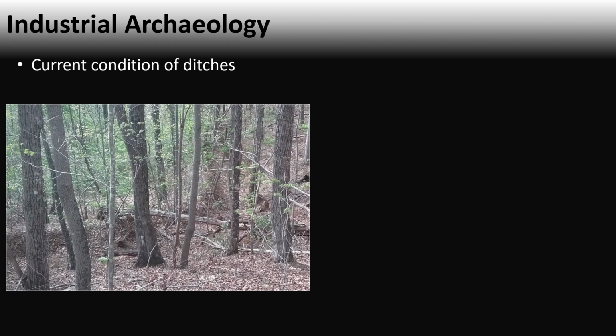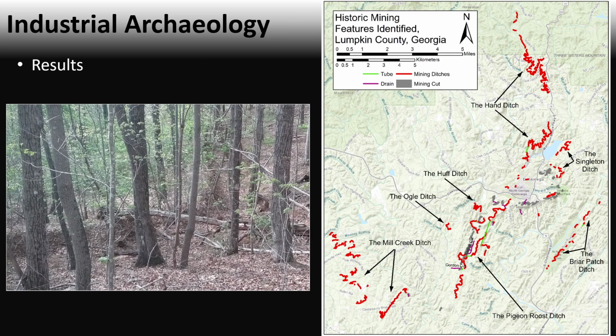So let's look at the results of this. This study identified segments of 17 different ditches throughout Lumpkin County. 7 of these were known ditches. How do we know which ditches these were? Well, we have to refer back to our historic maps. Those historic maps will let us know about the Mill Creek Ditch, the Ogle Ditch, the Huff Ditch, the Hand Ditch, the Singleton Ditch, the Briar Patch Ditch, and Pigeon Roost.